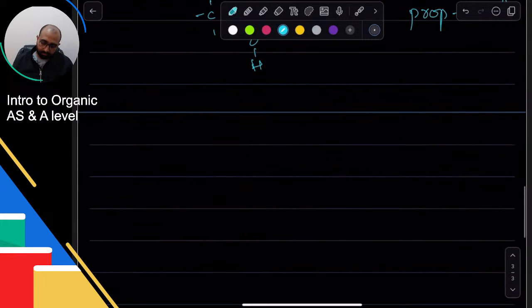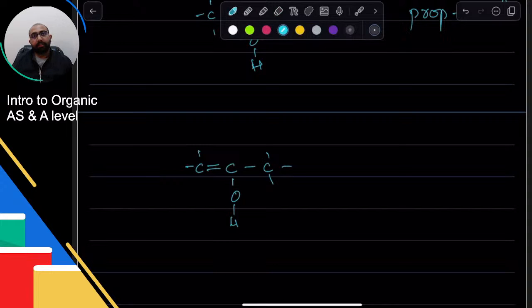Now let me write another one. What if I had this? So now I have 2 functional groups. I have alcohol and I have a double bond. So I'll call it prop because it has 3 carbons. Usually we don't need to write the number for prop, but just for the sake of simplicity I'm going to do it.